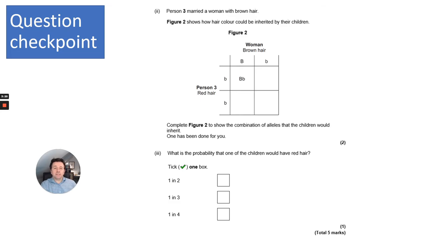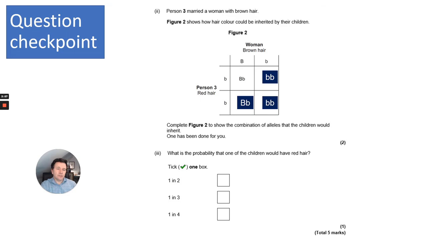It then says person 3 married a woman with brown hair. Figure 2 shows how hair colour should be inherited by their children, and it tells you to complete figure 2 to show the combination of alleles that the children would inherit. One has been done for you. So you need to fill in the corresponding Punnett square. The answers you would get are these.